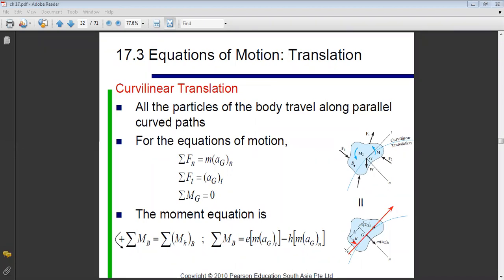Now, for a_G normal, this is the line of action of m a_G normal. It's producing a clockwise moment about B. This is why I have a minus, and I multiply by the distance from B to the line of action of m a_G normal. This distance is h. So I get that the sum of moments about B is equal to e times m a_G tangential minus h times m a_G normal.